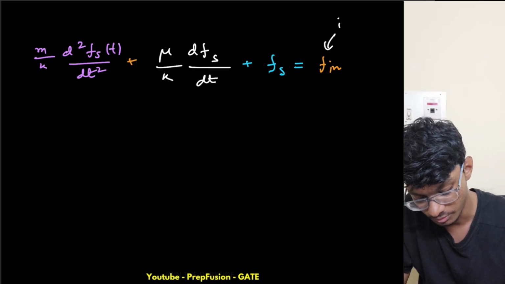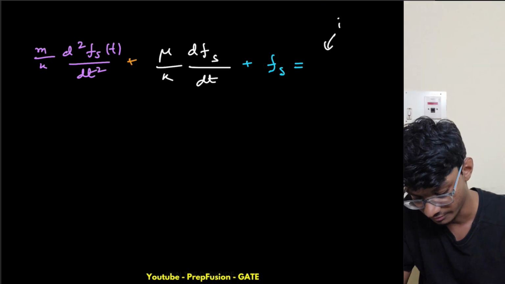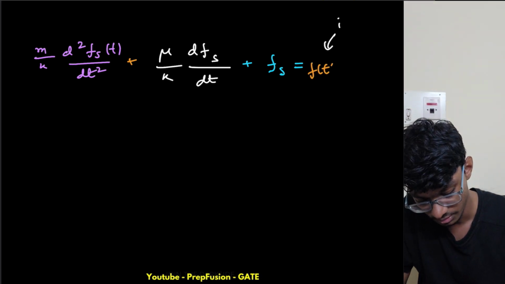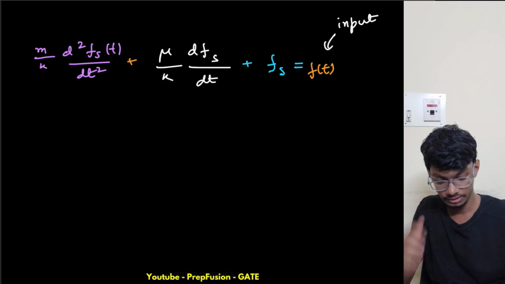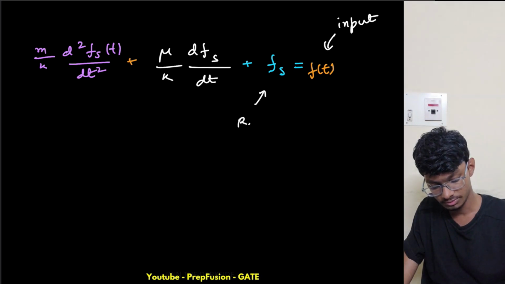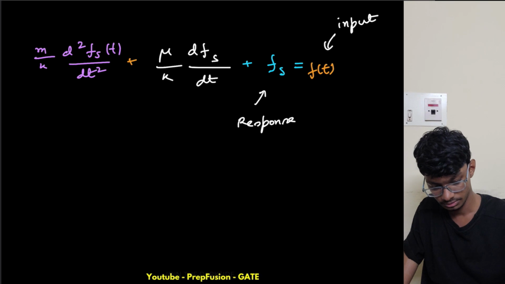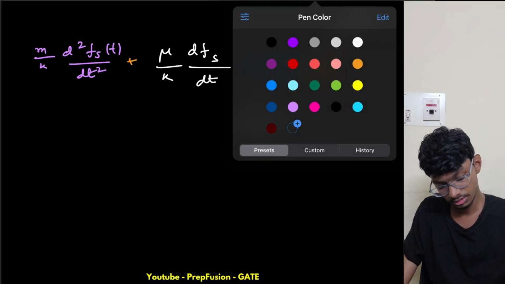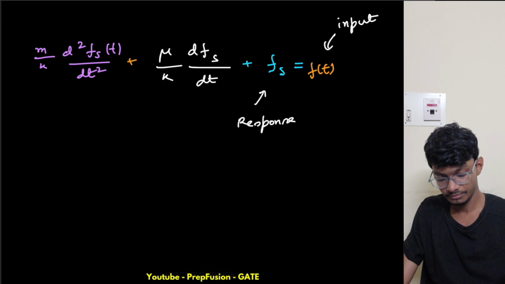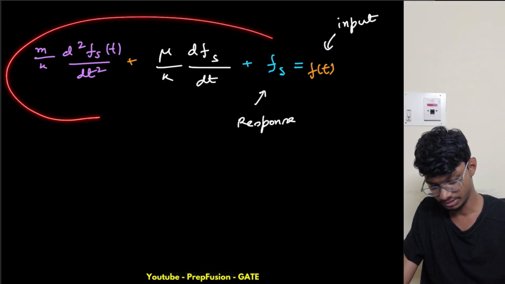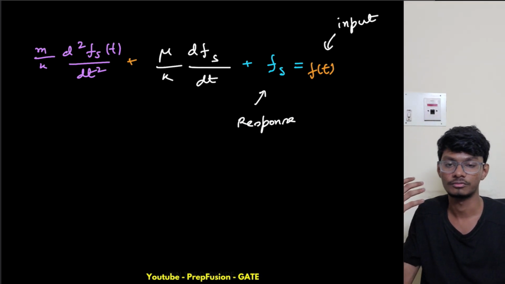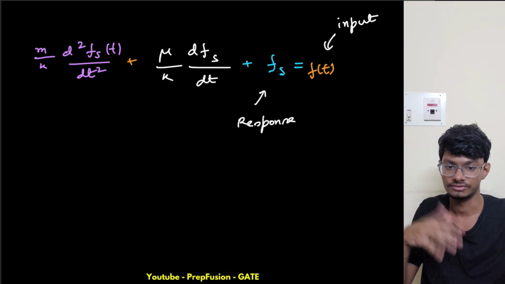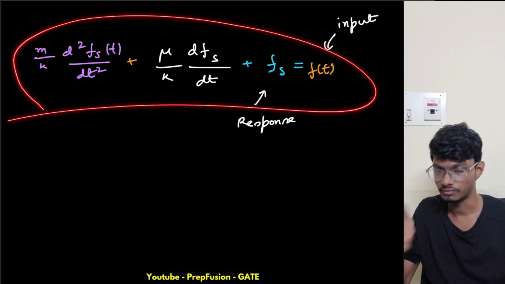So this is not fn, actually this is only f of t. This f of t is my input, and this is my response, the response that I am measuring. This is my differential equation basically. If you want to find the transfer function, you can take the Laplace transform of this and then find the transfer function. So this is how we solve a differential equation.